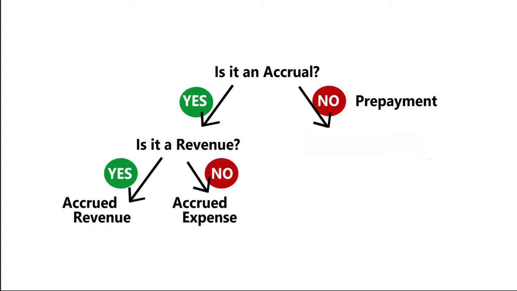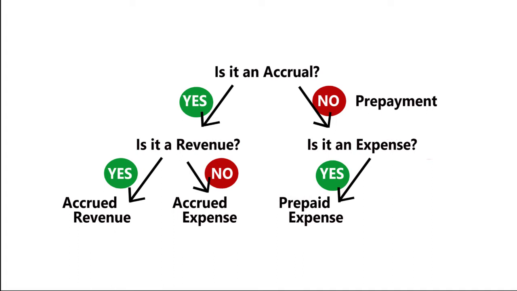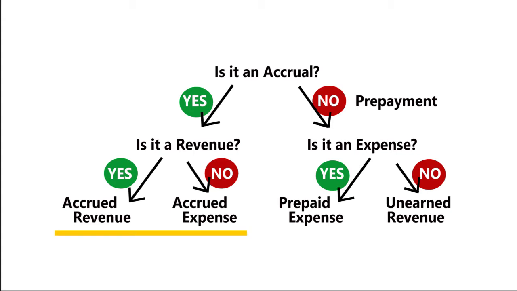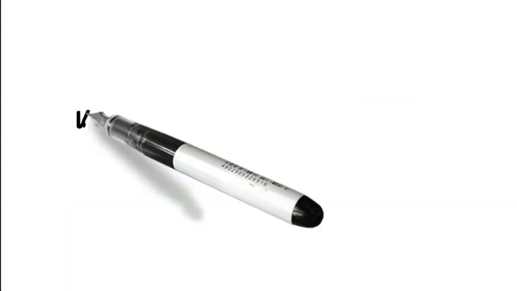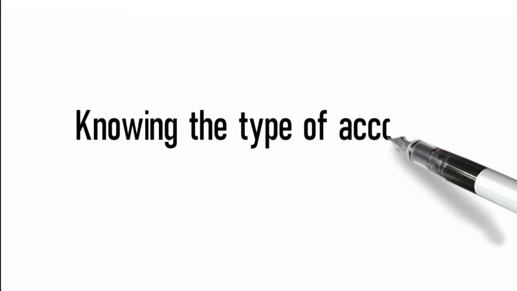Then the student will have to ask again, is it an expense? If the answer is yes, then it must be a prepayment. Otherwise, if it's a no, then it must be an unearned revenue. So you see, asking these questions is very useful for students to identify the type of balance day adjustments, such as accrued revenue, accrued expense, prepaid expense, and unearned revenue. So once they discover this, the next step is that they have to know the type of account for each balance day adjustment.